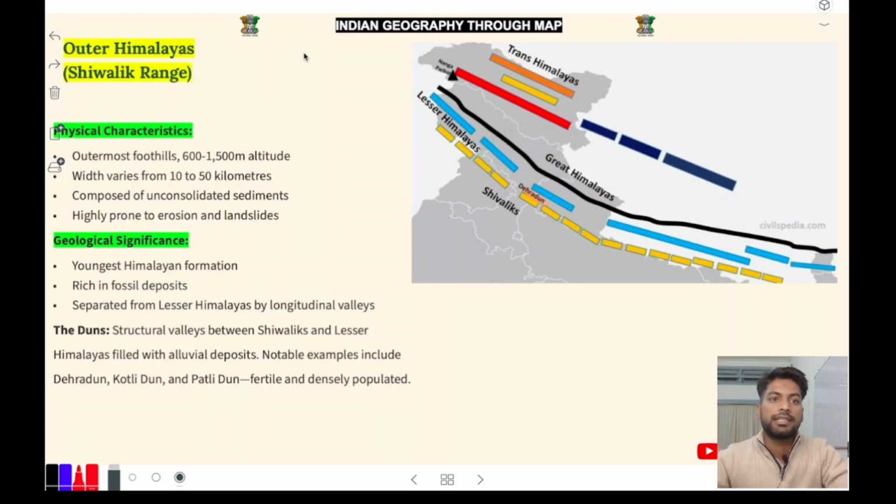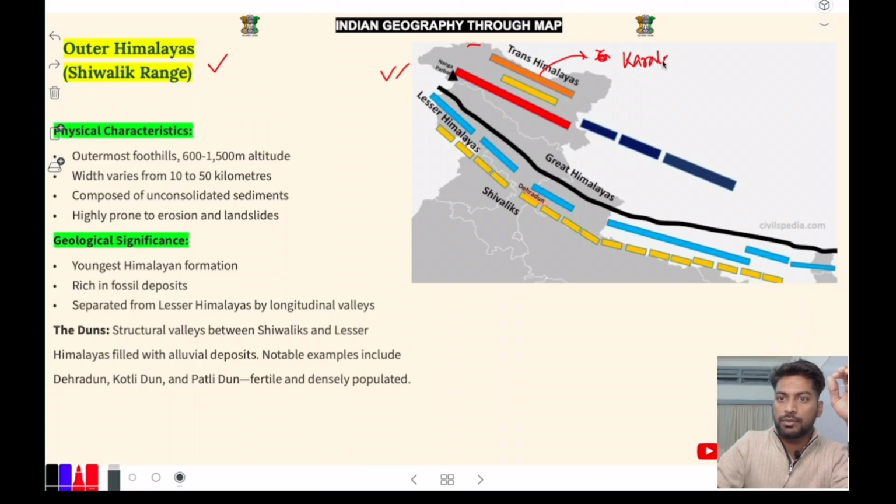Now we will be discussing Outer Himalaya. Look, every time you see a slide with the complete Himalaya, first is Trans Himalaya, first part Karakoram. Again look, I'm writing, it's like a revision. Karakoram, then it's your Ladakh, it's your Zaskar, it's your Kailas. Then after that you see a black line.